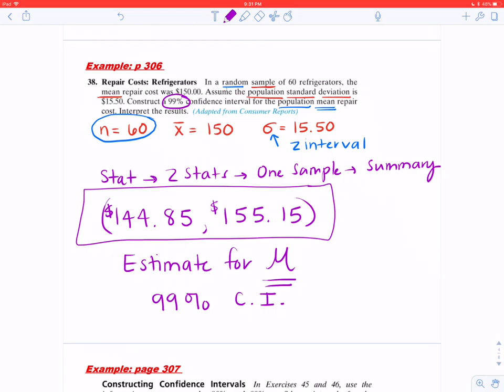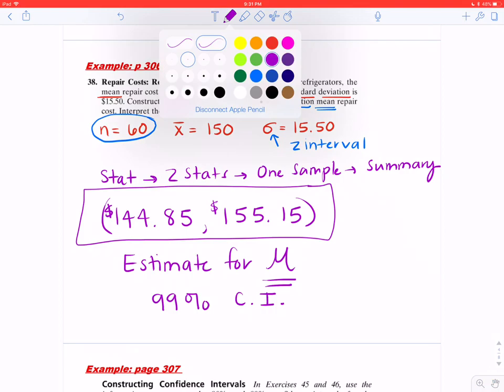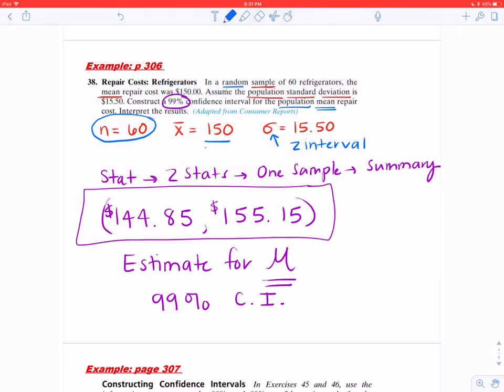$155.15. So just to clarify, as far as the interpretation goes, this 150 was the mean, but only for 60 refrigerators. This interval right here is estimating that mean repair cost, but this is estimating it for all refrigerators because it estimates for the full population. And that's what these intervals are always going to do.